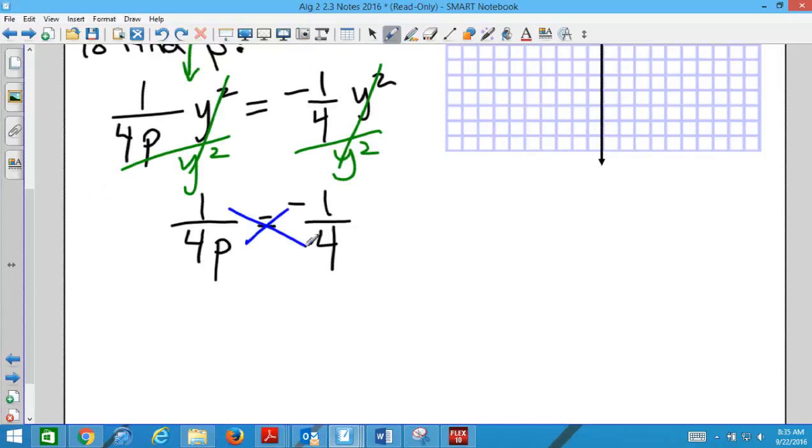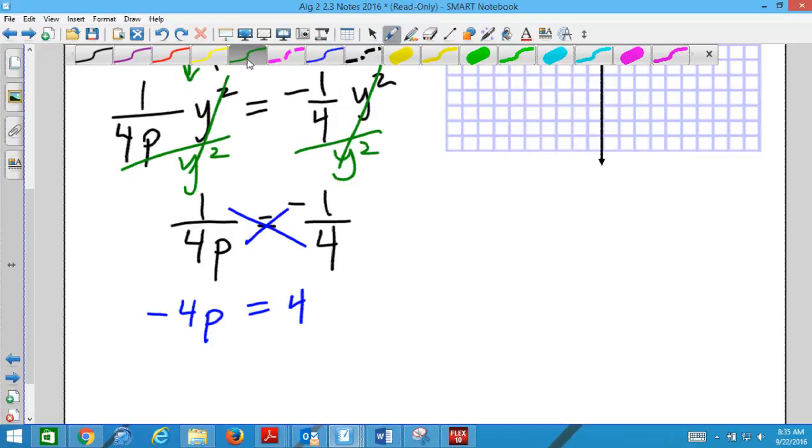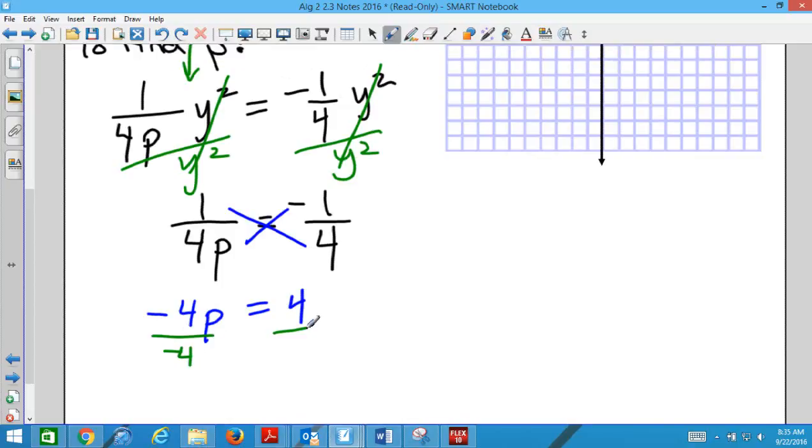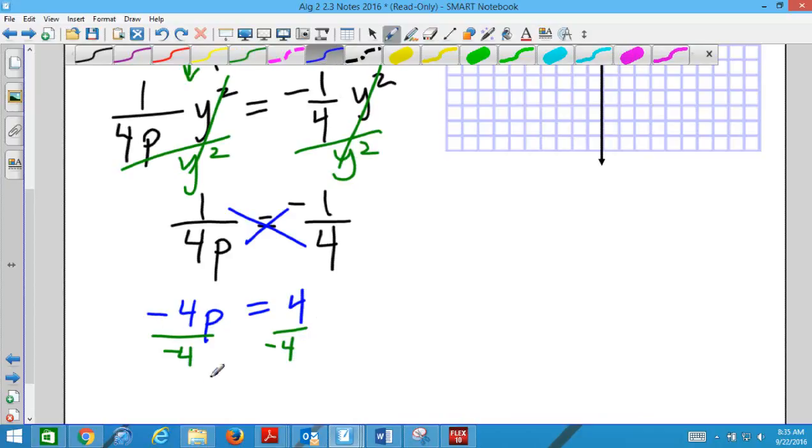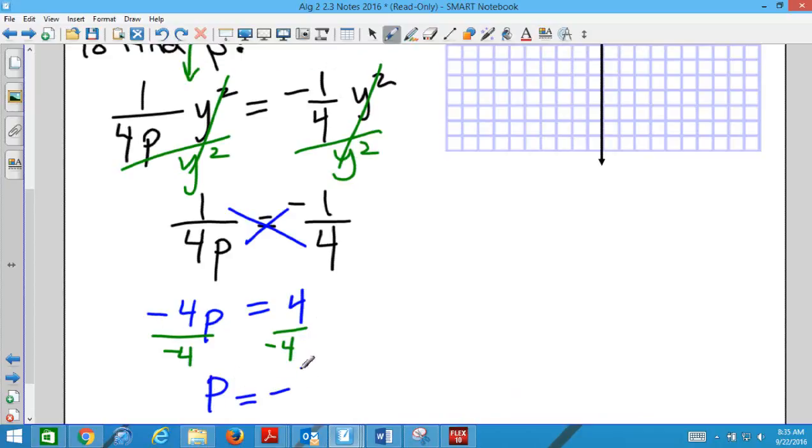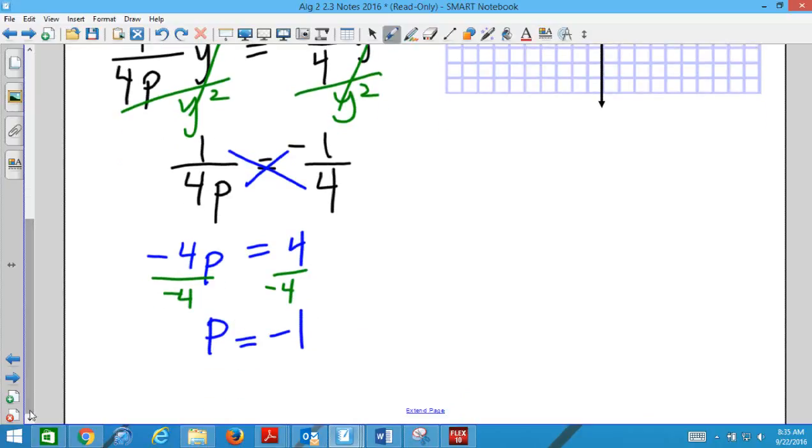So we're going to multiply 4 times negative 1, that's negative 4p, equal to 1 times 4. And then I just have to solve for p by dividing by negative 4. So I solve for p and I get p is -1.